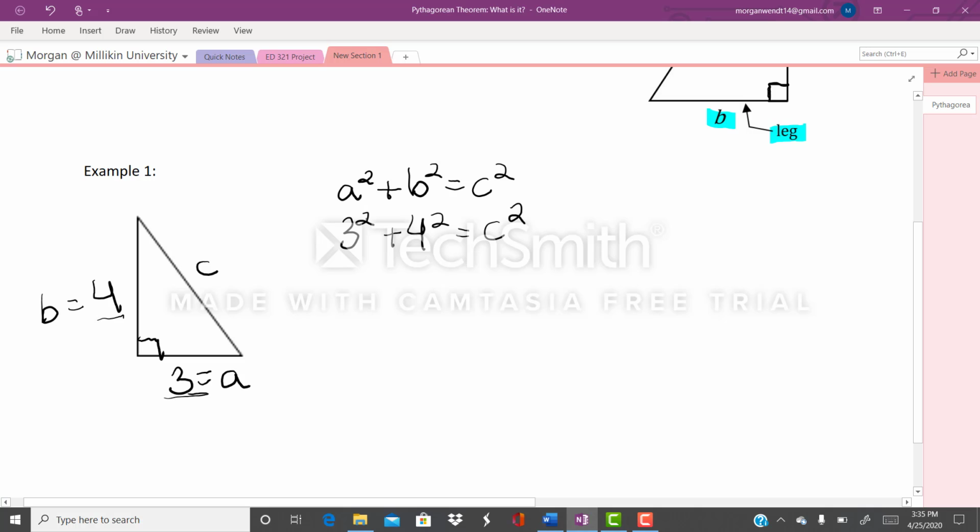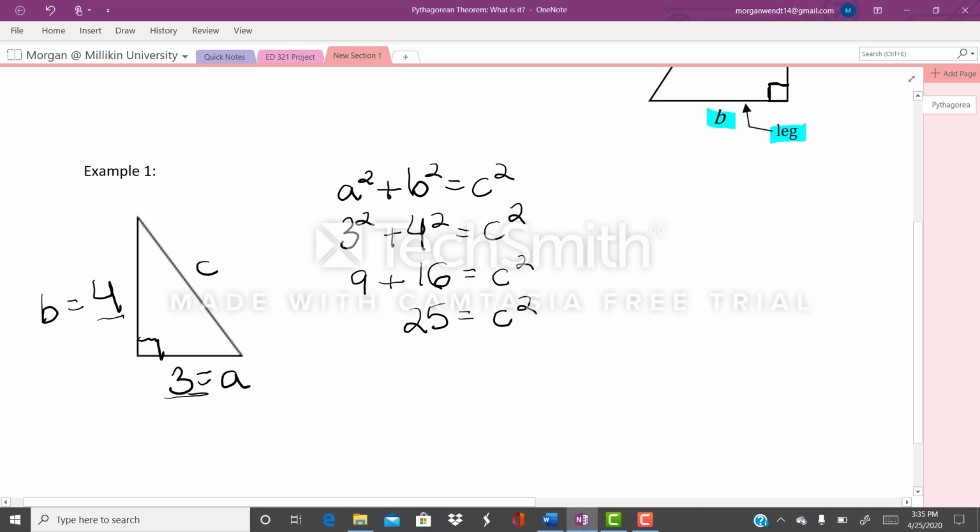Okay, so 3 squared is 9, plus 4 squared is 16, and I'm still left with that c squared because that's what I'm solving for. 9 plus 16 is 25, is equal to c squared.